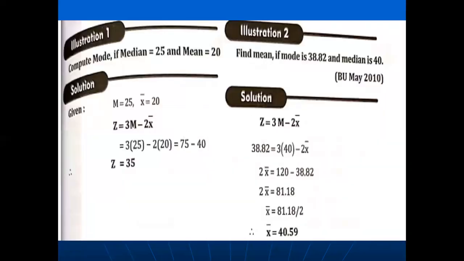So this is once again the repetition of similar types of problems, and you can see the first problem will be getting mode as 35. In the second problem, we have to estimate the mean, which will be 40.59. So you have to just substitute these values in the formula. So what is the formula? Mode is equal to 3 median minus 2 mean. So this is called the empirical formula of mode.